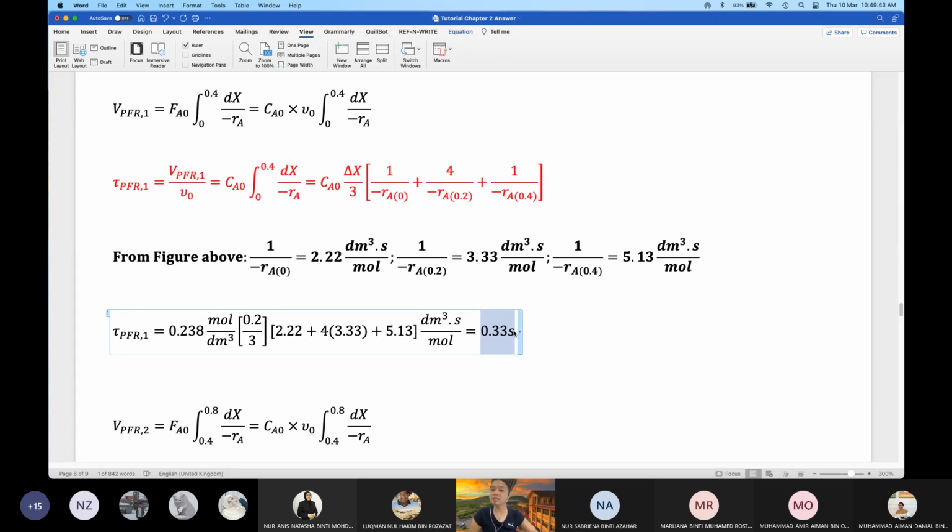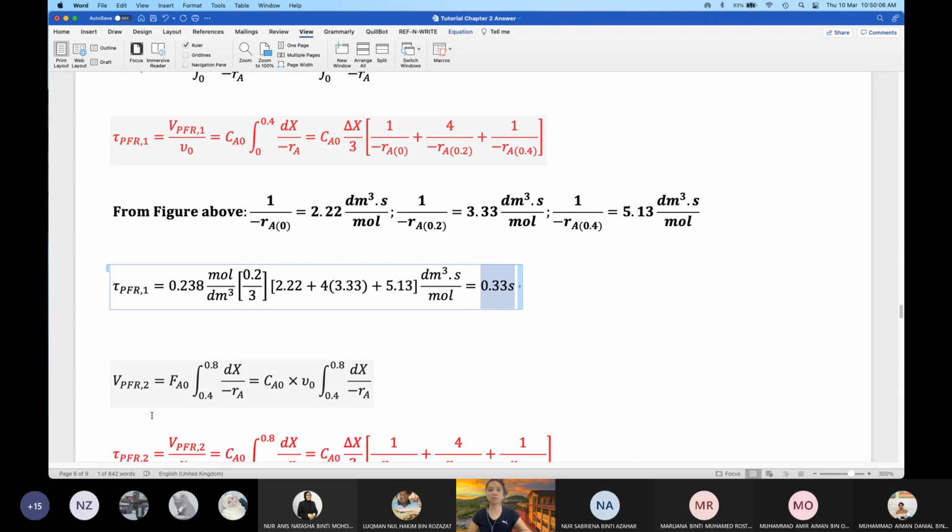Untuk second reactor, space time pun dah berlainan. Kenapa? Sebab space time reactor pertama adalah sama dengan volume reactor pertama bahagi initial volumetric flow rate. Space time yang kedua sama dengan volume reactor kedua divide by the initial volumetric flow rate. Your volume reactor takkan sama dah. Kalau volume takkan sama, space time pun takkan sama.